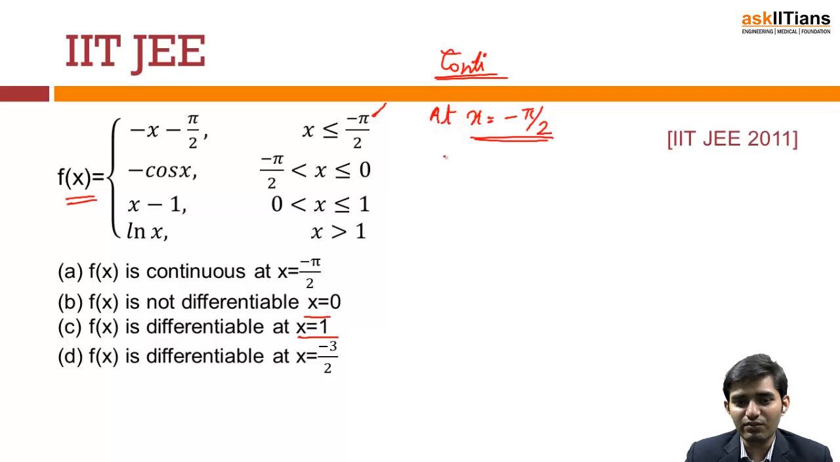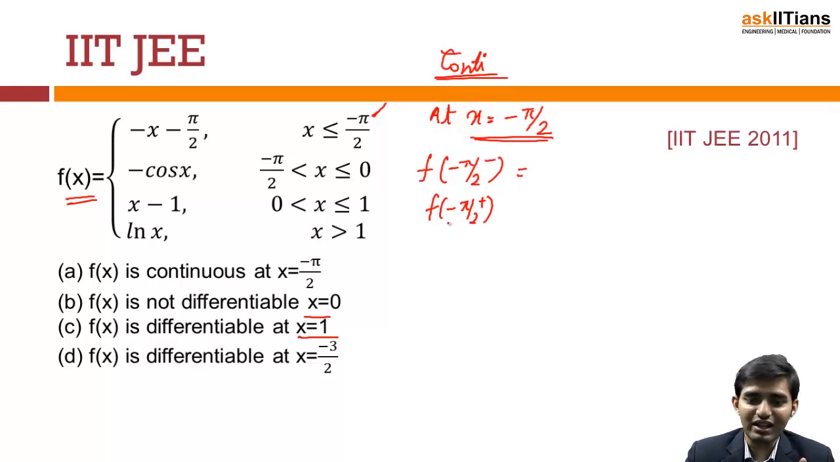This is the condition if f(x) is continuous at x equal to minus pi by 2, right? So in this case LHL will be nothing but f(-pi/2 minus), and RHL will be f(-pi/2 plus). So what will be the value of f(-pi/2 minus)? If x is less than or equal to -pi/2, then I will put x equal to minus pi by 2 in this.